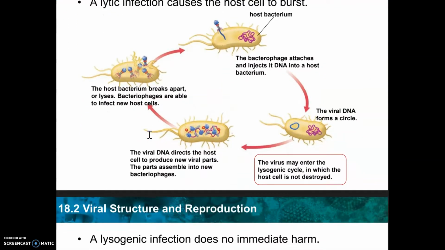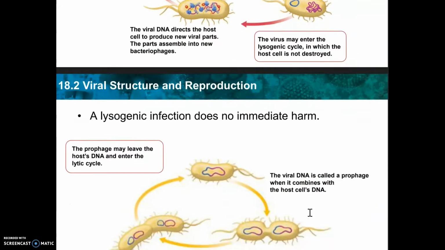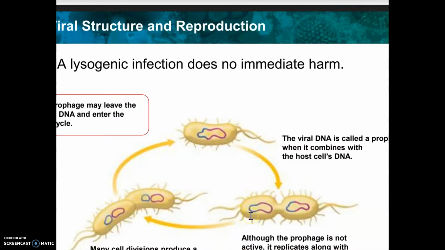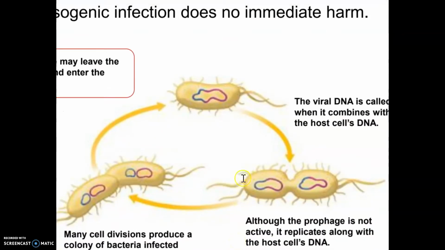All right, the other form of infection starts the same. The bacteriophage attaches and injects its DNA into the host bacterium. The viral DNA forms a circle, at which point we go down here.